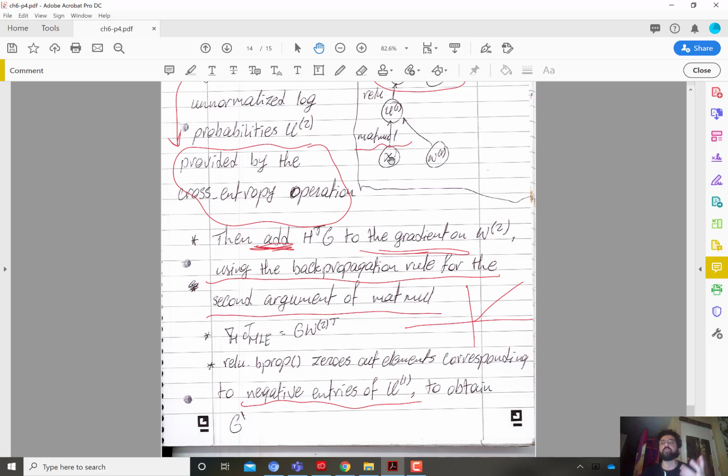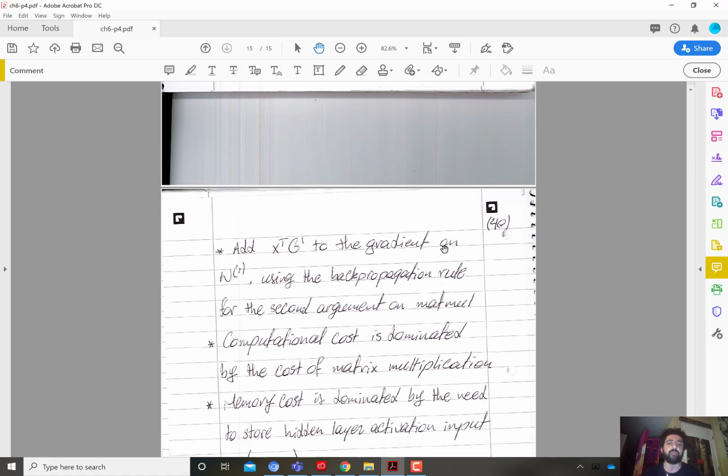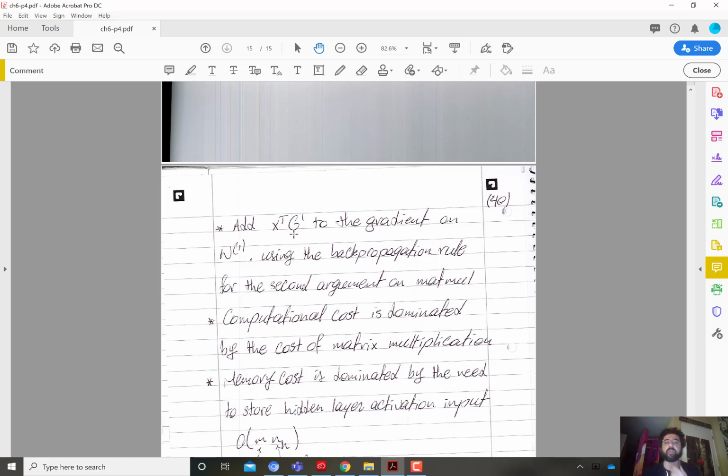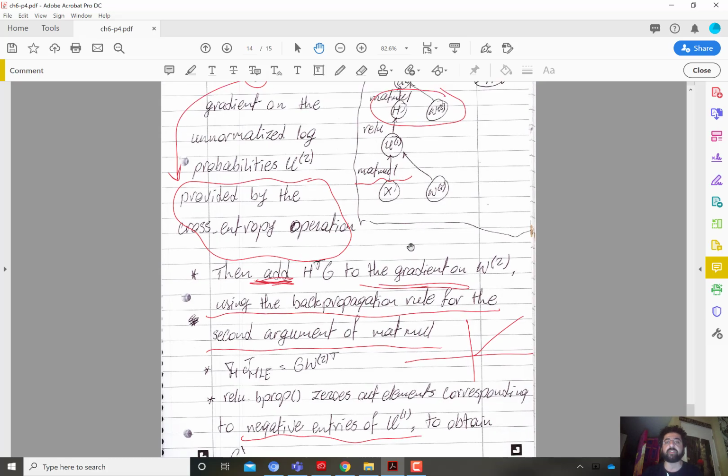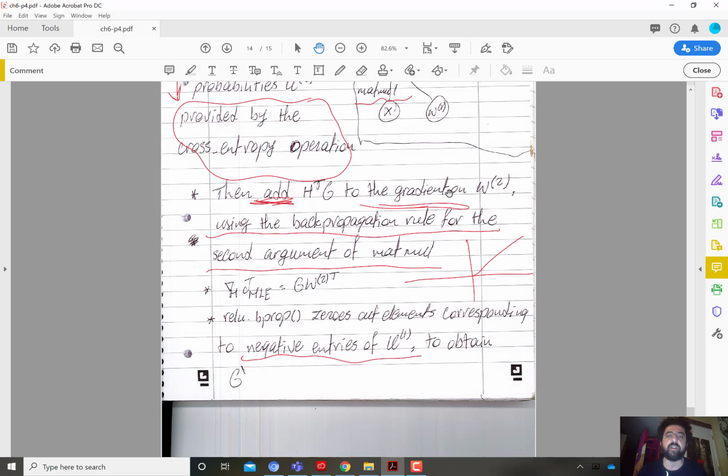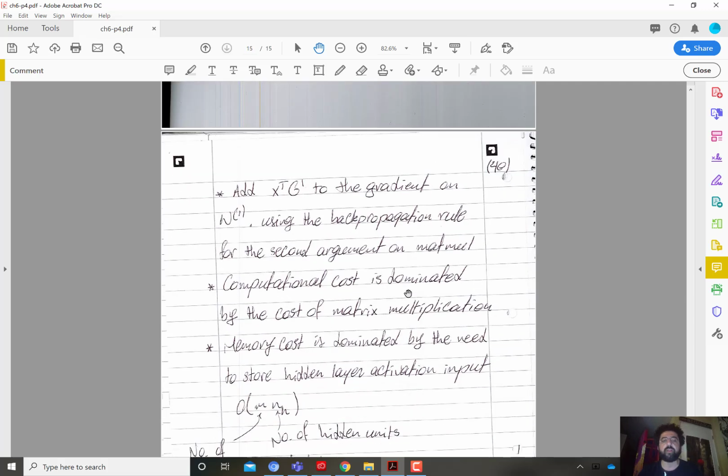Then again, we use the backpropagation rule of matrix multiplication for the second argument to compute the gradient with respect to W1. So this G bar will be multiplied by X transpose and then added to whatever gradient of the regularizer with respect to W1 we already have. We add to it X transpose G bar using, again, bprop of matrix multiplication. And hence we are done.